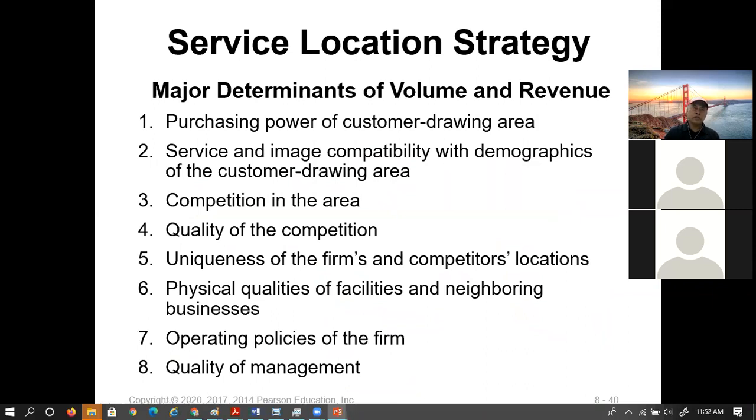So the service, another service location strategy, the major determinant of volume and revenue. In this case, the purchasing power of the customer is very important. Service and image compatibility with the demographic is also important. Competition in the area is important. Quality of the competition is important. And operating policies of the firm are important. So this is all of the strategy for the service location.